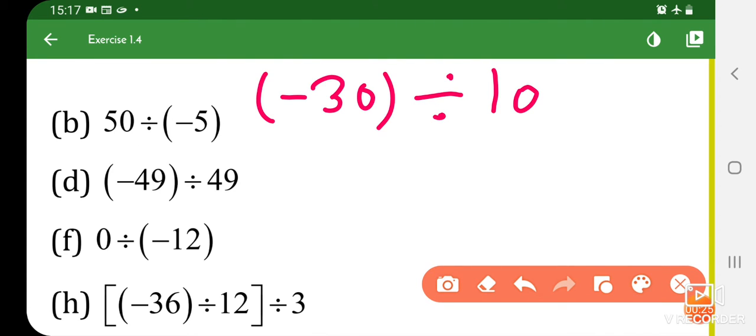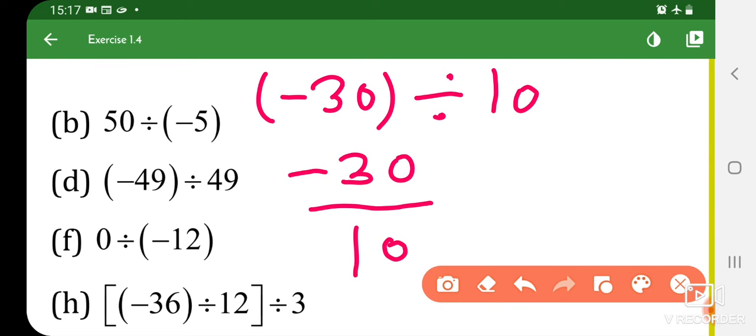Minus 30 divided by 10. We have to write it in the divided form, minus 30 upon 10. The 0 and 0 cancel and the answer is minus 3 upon 1, that means minus 3. We have to solve the whole numbers and after that put the sign. Which sign is here? Here is a minus sign. So the answer is minus 3.